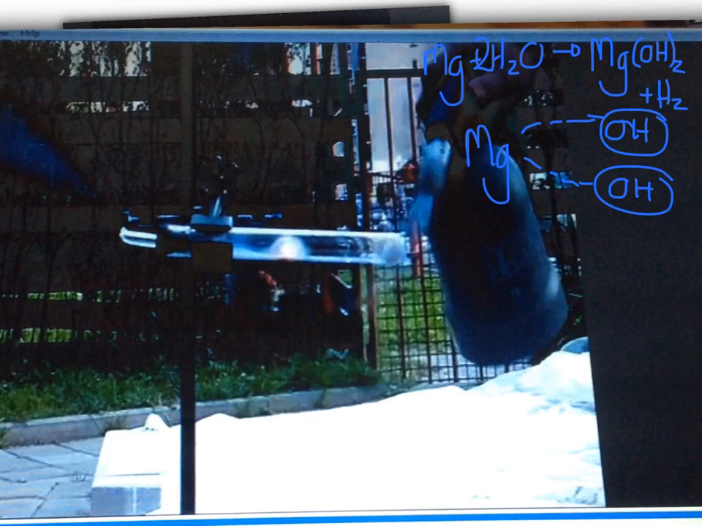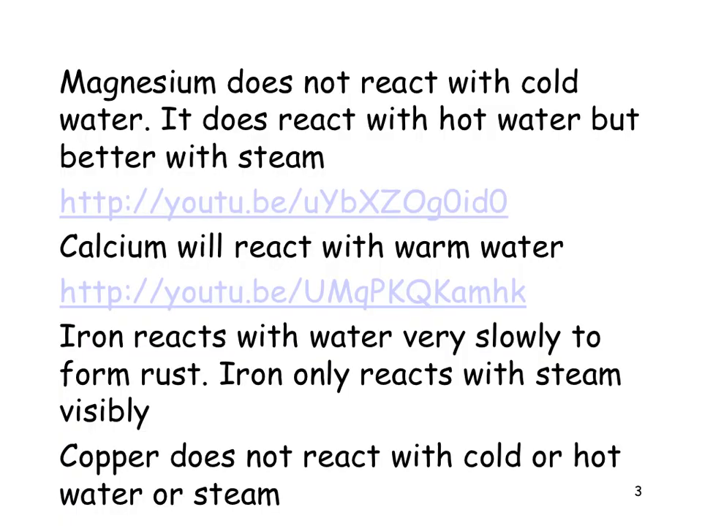Taking a look at some of the other reactions, we're not going to actually watch videos of them because they're actually just a little bit boring. Right, so we've agreed that magnesium does not react with cold water, it does react with hot water, and even better with steam. Calcium will react with warm water, but it looks a little bit like that magnesium reaction, not very exciting. So you get calcium plus water gives me calcium hydroxide, and again, calcium has a valency of 2, hydroxide has a valency of 1, and then if I want to balance that, I get to that.